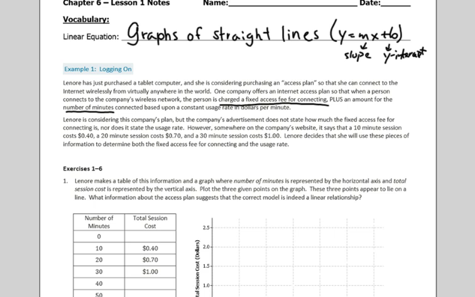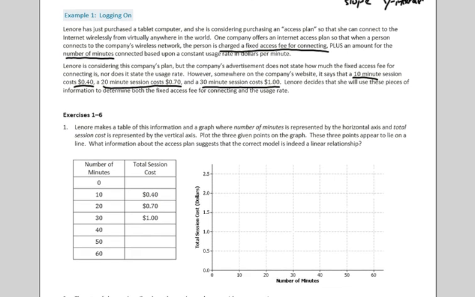So she's considering this company's plan. The company's advertisement does not state how much the fixed access fee for connecting is, nor does it state the usage rate. However, somewhere in the company's website, it says that a 10-minute session costs 40 cents, a 20-minute session costs 70 cents, and a 30-minute session is $1. So she decides she'll use these pieces of information to determine the fixed access fee and the usage rate.